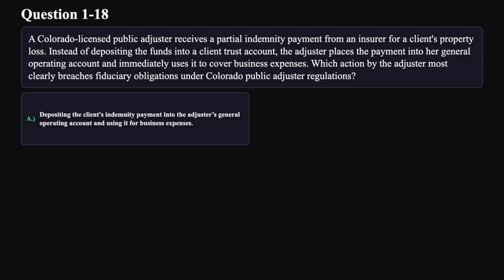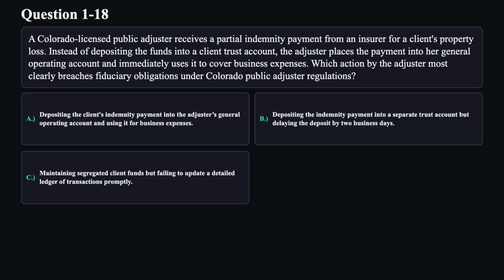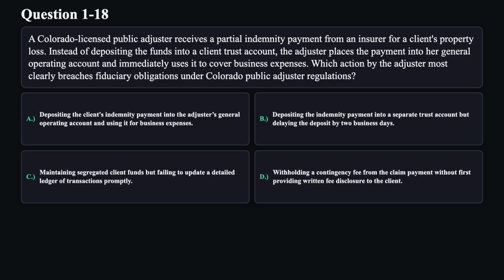A. Depositing the client's indemnity payment into the adjuster's general operating account and using it for business expenses. B. Depositing the indemnity payment into a separate trust account, but delaying the deposit by 2 business days. C. Maintaining segregated client funds but failing to update a detailed ledger of transactions promptly. D. Withholding a contingency fee from the claim payment without first providing written fee disclosure to the client.